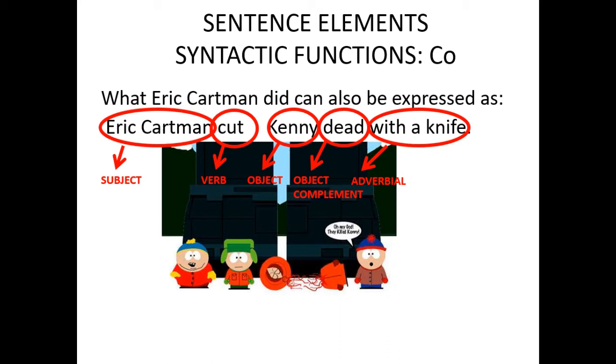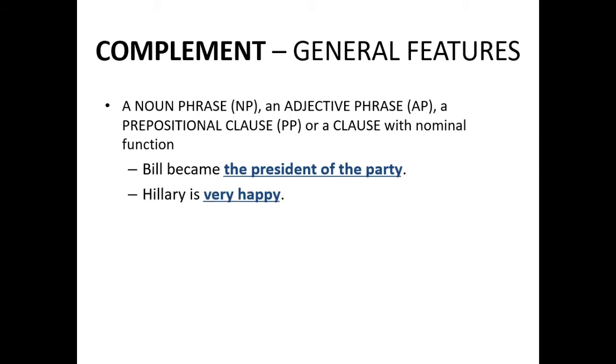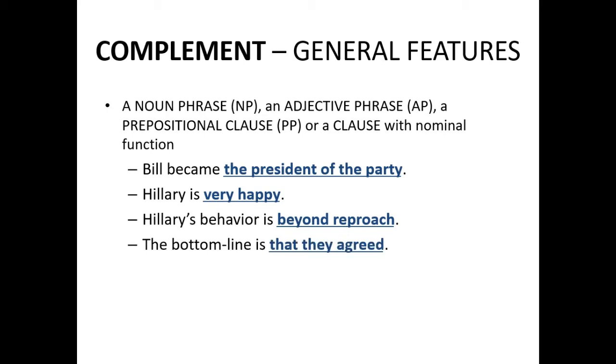So when you talk about complements, they are noun phrases like, let's say, Bill became the president. They can be adjective phrases like Hillary is very happy that Trump is losing. Hillary's behavior is beyond reproach, which is not true. That's a prepositional phrase. And they can also be clauses. The bottom line is that they agreed. The bottom line is that they agreed is a clause.